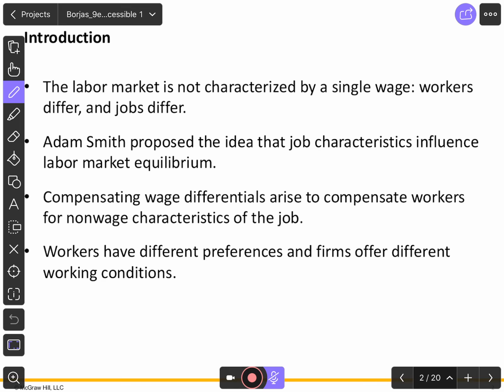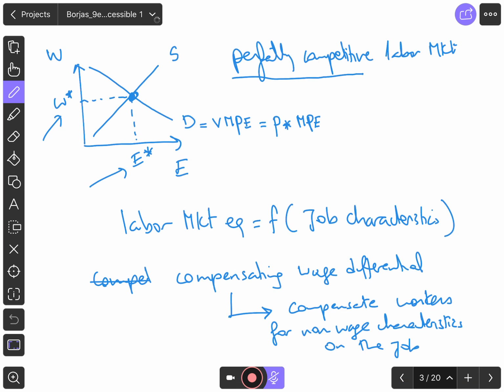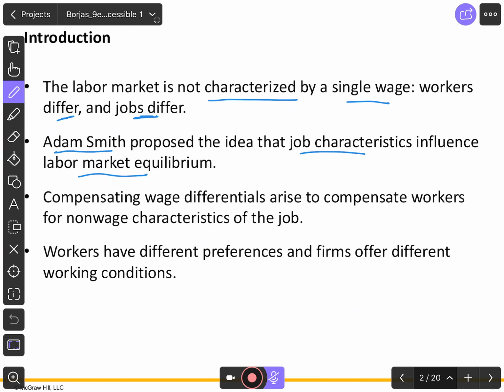We said the labor market is not characterized by a single wage. No, we have multiple wages. We can have different workers and different jobs. As I said, Adam Smith proposed the idea that job characteristics influence the labor market equilibrium, or as I just wrote it here, labor market equilibrium depends on job characteristics. Different job characteristics would have different equilibria.